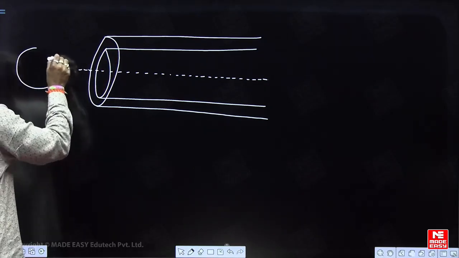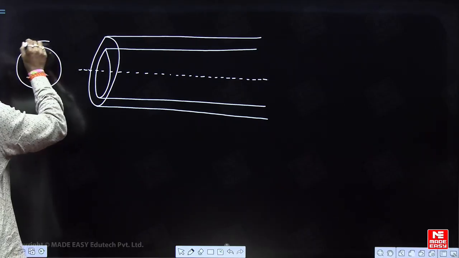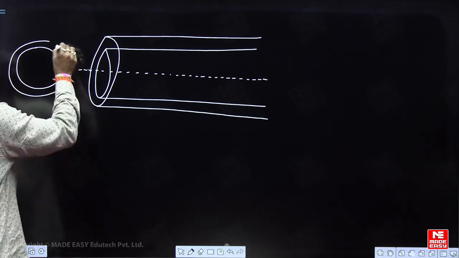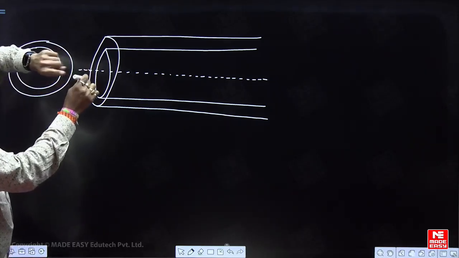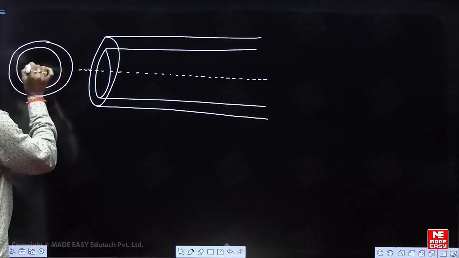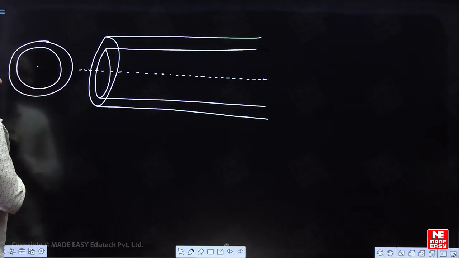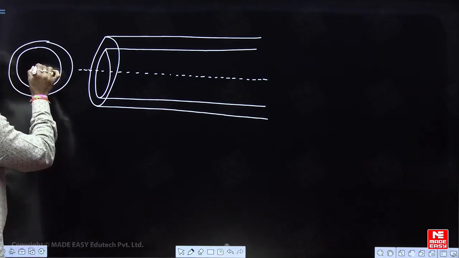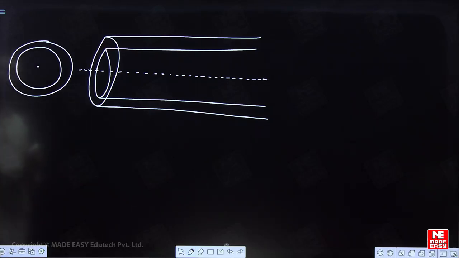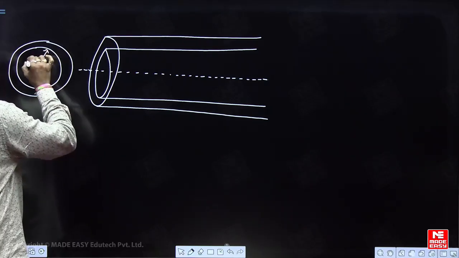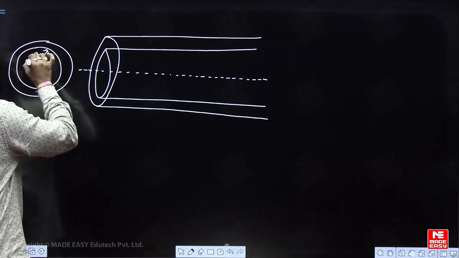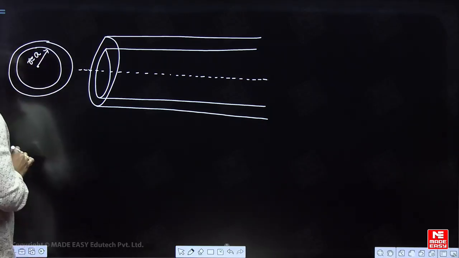Showing you the front view. This is the front view of your fiber. This dot indicates the axis at the center. After writing about this formula, we understand clearly that this is called the radius r. Your radius r value is equal to a.